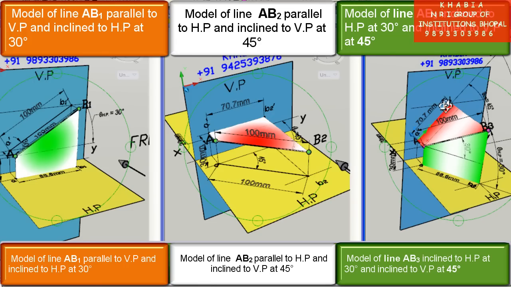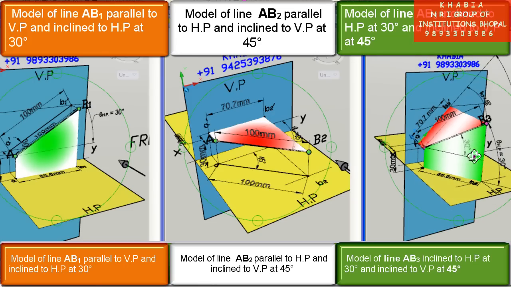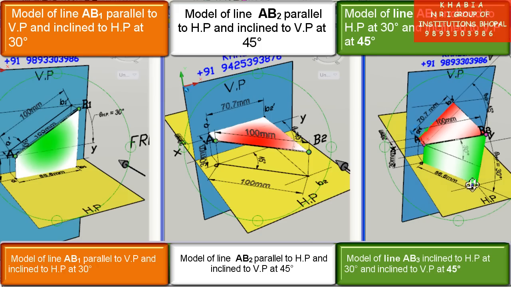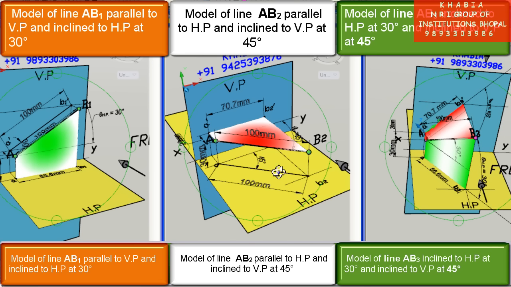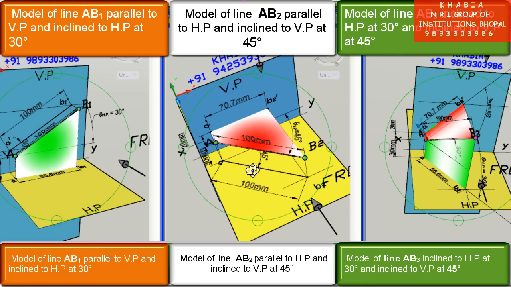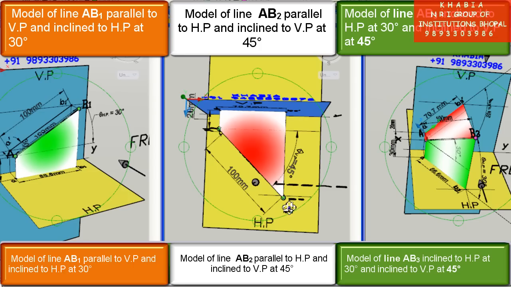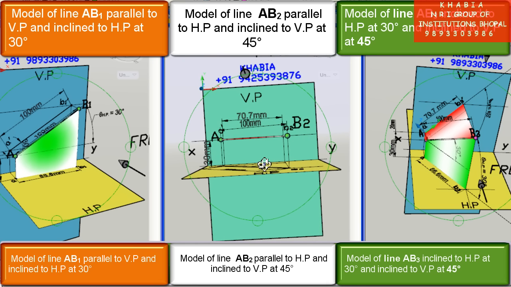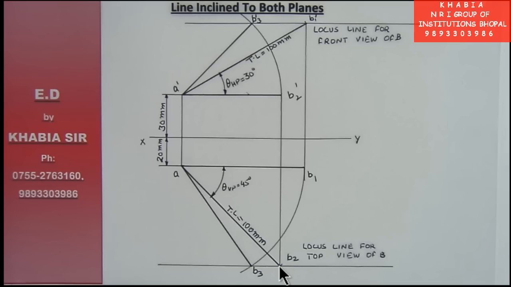To obtain length of front view A'B3' of line inclined to both the planes and to obtain distance of point B3 from VP or distance of top view B3 from reference line, imagine a simple line AB2 parallel to HP and inclined to VP at same angle as line inclined to both the planes. Draw top view AB2 of true length and showing true inclination with VP 45 degree and project front view A'B2' reduced in length and parallel to reference line.